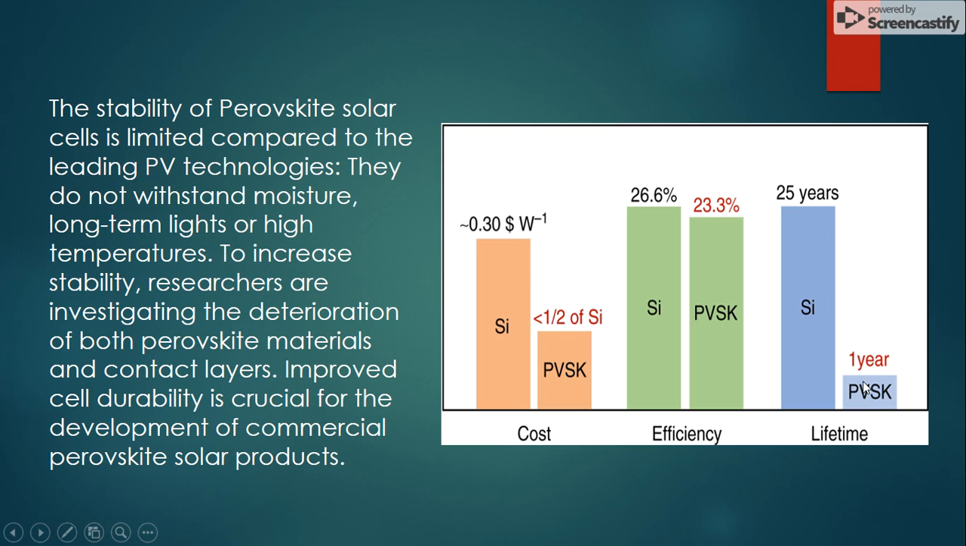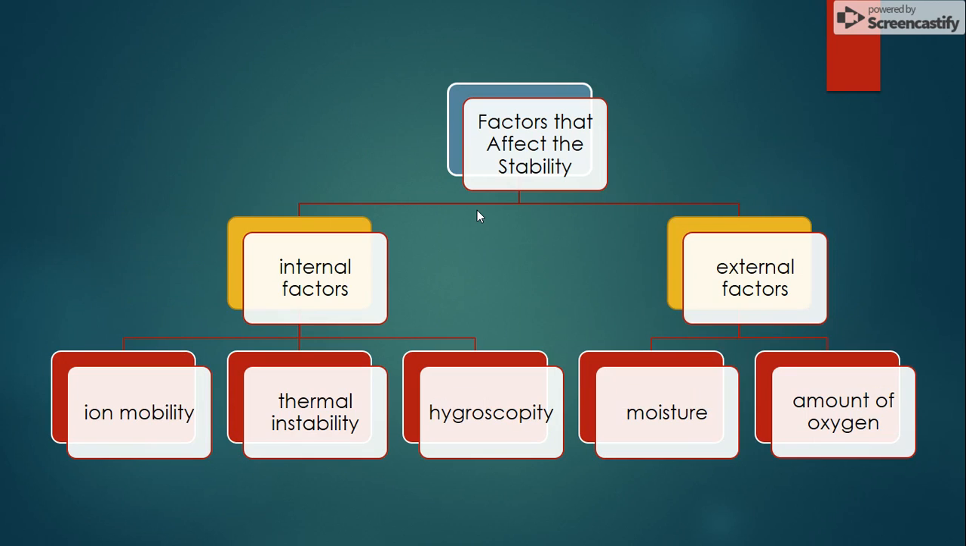of perovskite solar cells is just 1 year. Another problem about the stability is they don't withstand moisture, long-term life, or high temperatures. To increase stability, researchers are investigating the deterioration of both perovskite materials and contact layers. Improved cell durability is crucial for the development of commercial perovskite solar products.